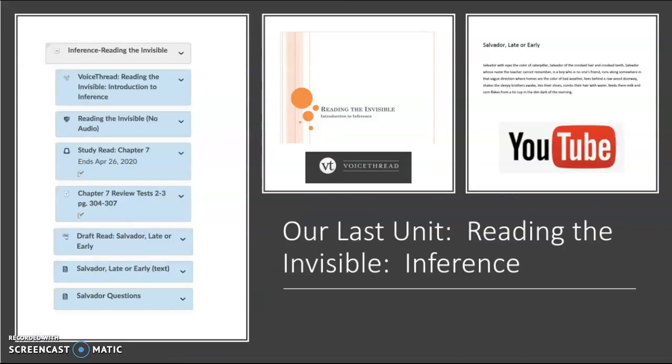The next thing is our new unit, and it's our last unit. We will be starting our very last unit this week. It is called Reading the Invisible, Inference. And so in this folder this week, we have lots of stuff. We're going to start out with a voice thread like we always do, and I'm going to introduce you to what inference is. And you're going to need a notebook and a pencil or a pen, something to write with. So bring that with you when you are doing this voice thread, because I'm going to ask you to do some note-taking during the voice thread.